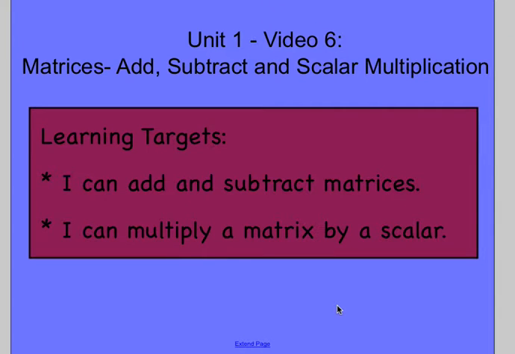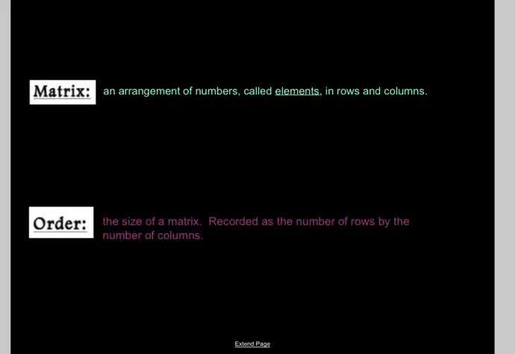Today we're going to look at matrices and how to add and subtract them, as well as multiply them by a scalar. So your learning target for today is that you can add and subtract matrices, and you can multiply a matrix by a scalar. Okay, so what is a matrix? A matrix is an arrangement of numbers called elements in rows and columns.